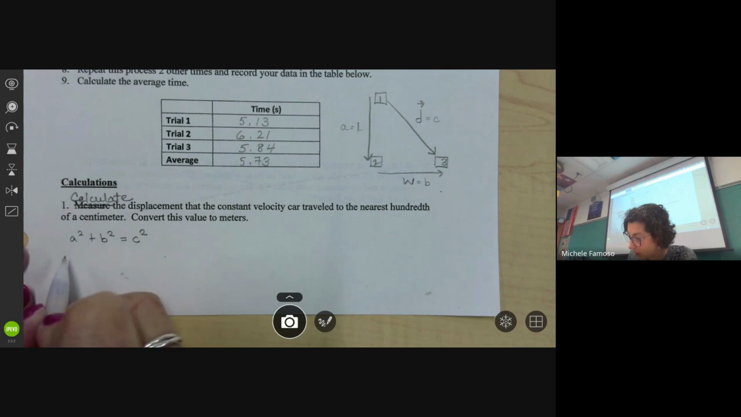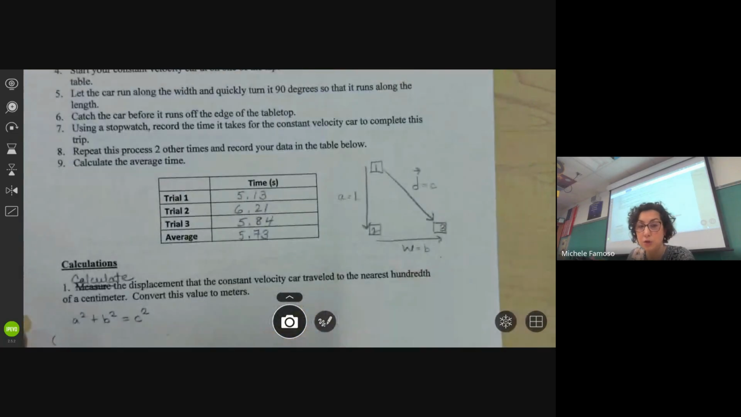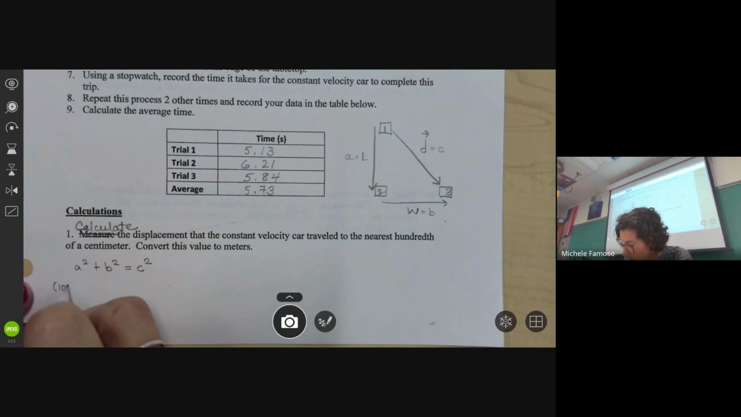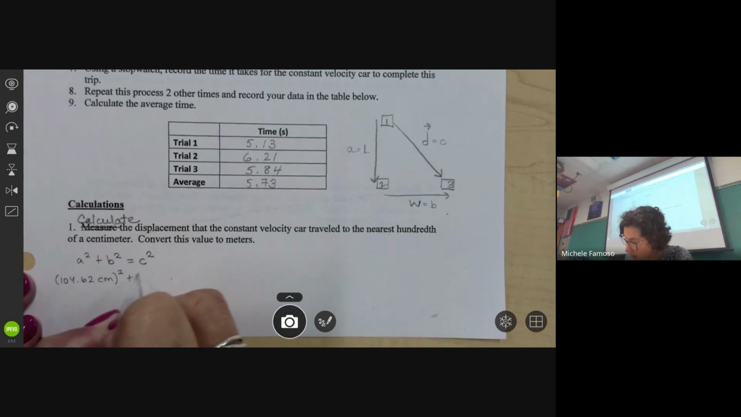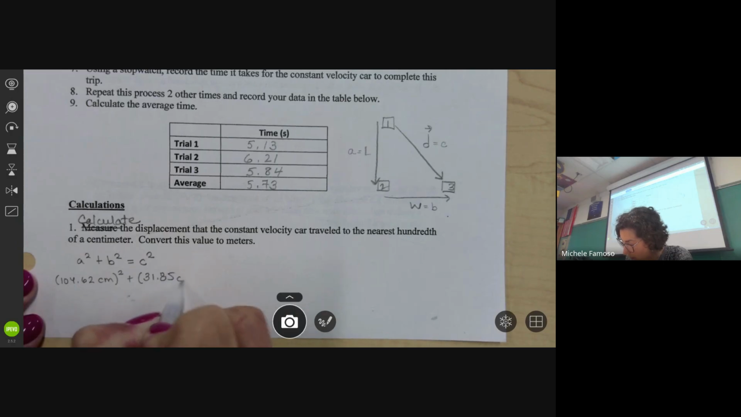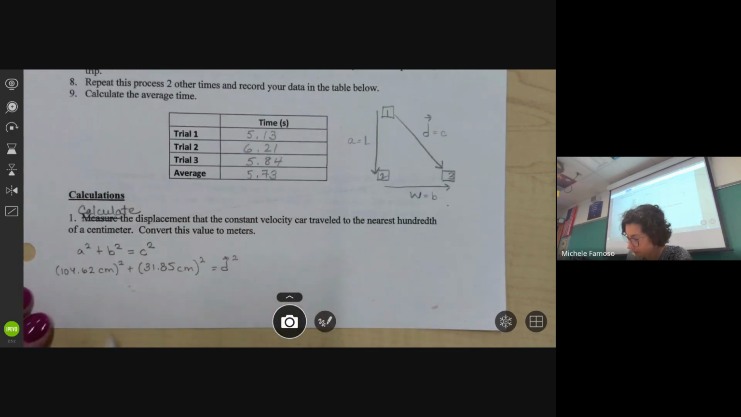All right, so let's go ahead and plug in your numbers. I'm going to use my numbers, my made up numbers from up here. You use yours. So my length would be 104.62 centimeters, which I need to square, plus 31.85 centimeters, which I need to square to give me my displacement squared. So go ahead, do your math to find the displacement in centimeters. For your numbers, don't use mine. And then check with your partners to see if you get the same answer.